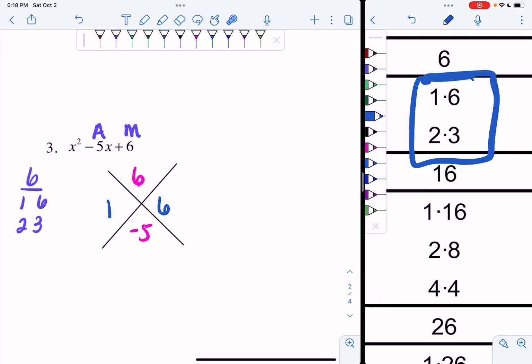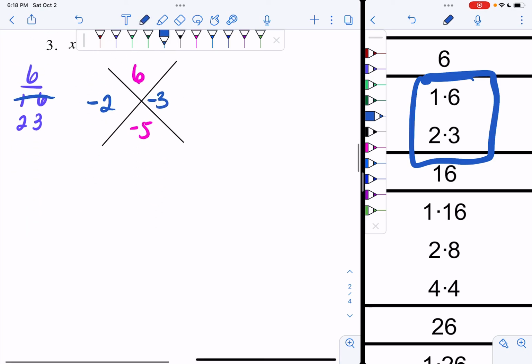So I know that if I want to get a positive product, I can make them both negative. Let's see what happens if we make them both negative. Negative 1 times negative 6 is 6. Negative 1 plus negative 6 is negative 7, not negative 5. So it can't be those. Now I make it 2 and 3. 2 times 3 is 6. 2 plus 3 is 5. I want a negative 5. Let's make them both negative. Negative 2 times negative 3 is 6. Negative 2 plus negative 3 is negative 5. That's my final answer. So I have x minus 2, x minus 3 as my final answer.